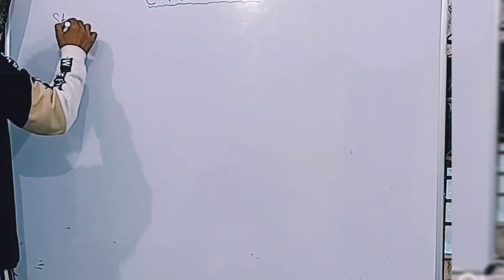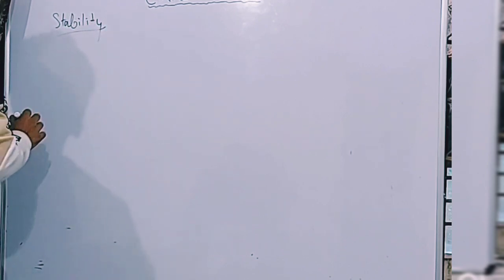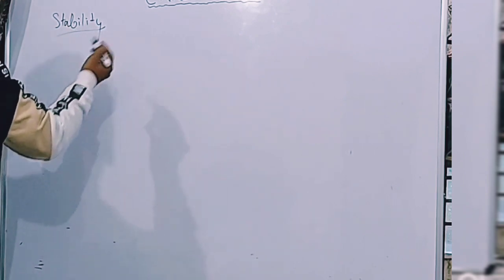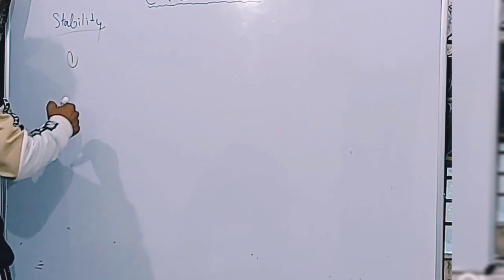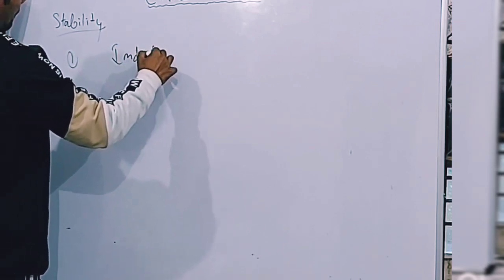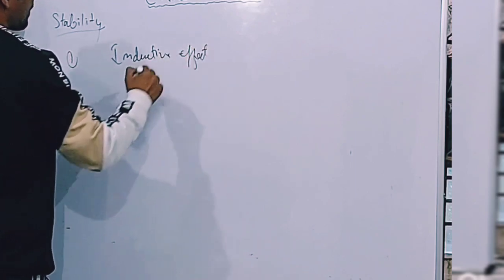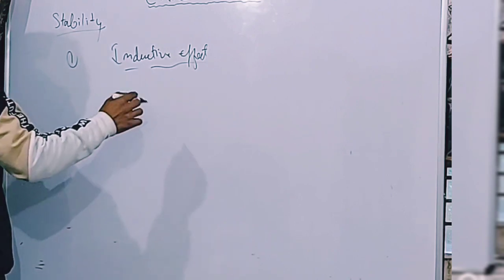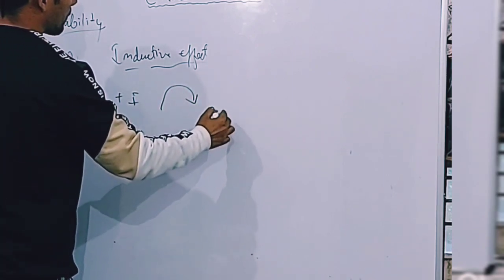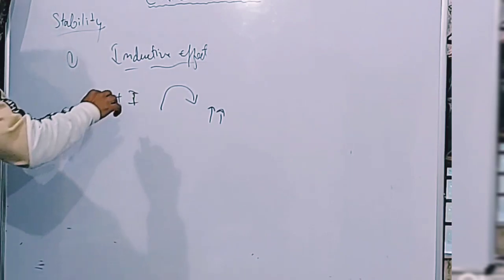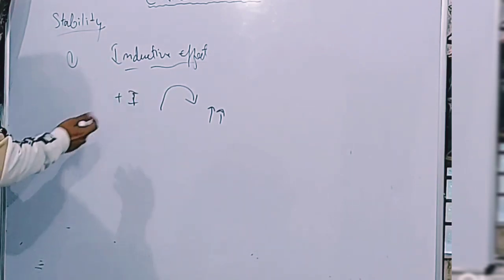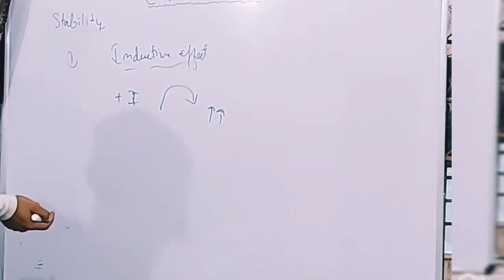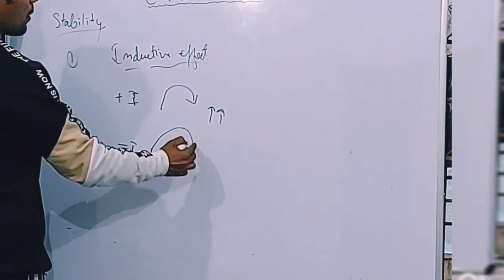Now we will talk about stability of carbocations, and in this we will talk about three factors on which stability of carbocations depends. So first of all is inductive effect. So positive inductive effect will lead to more stable carbocations. You know what positive inductive effect is? Positive inductive effect is when you have more alkyl groups, for example, and negative inductive effect leads to less stability of carbocations.